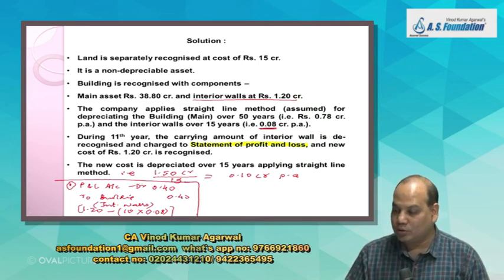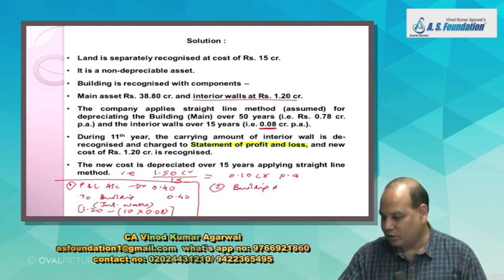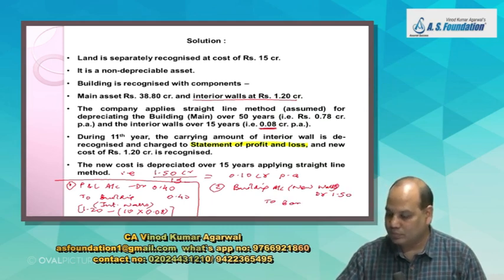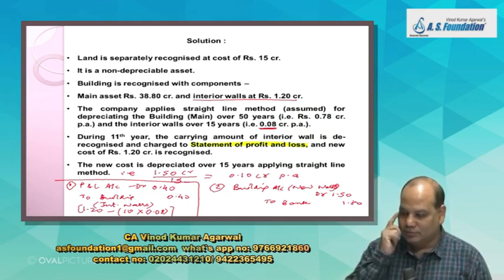Derecognition of old interior walls. And second entry: building account, new interior wall, debit 1.5, to bank account 1.5. Done. Journal entry written. Good.